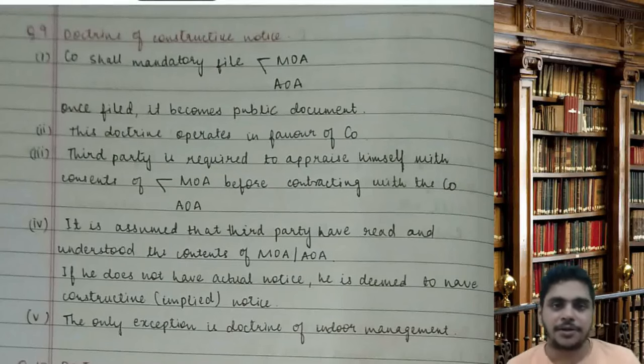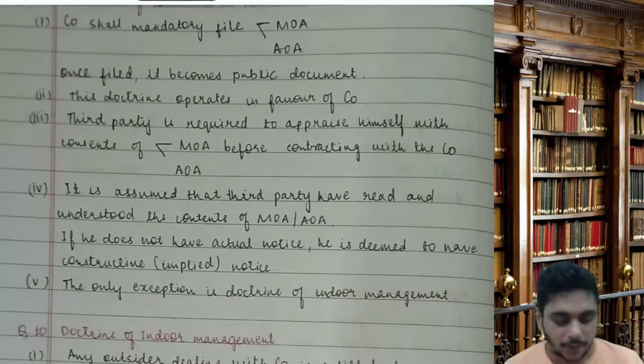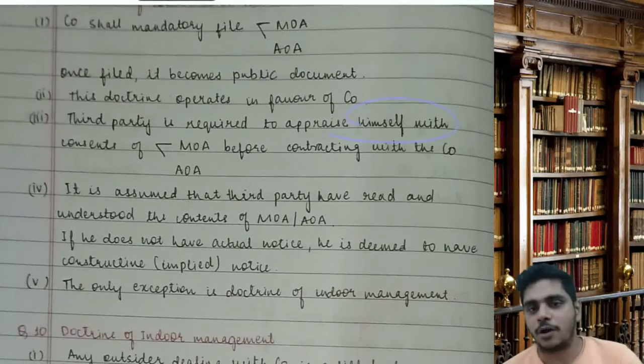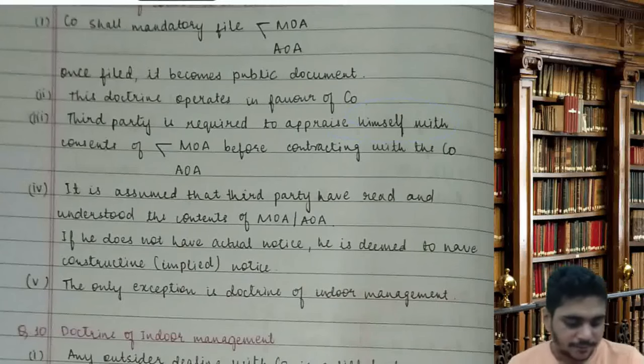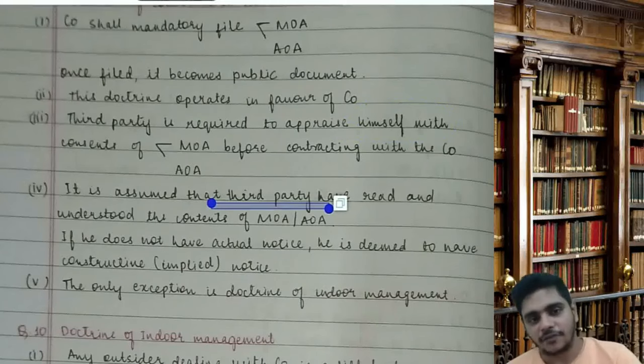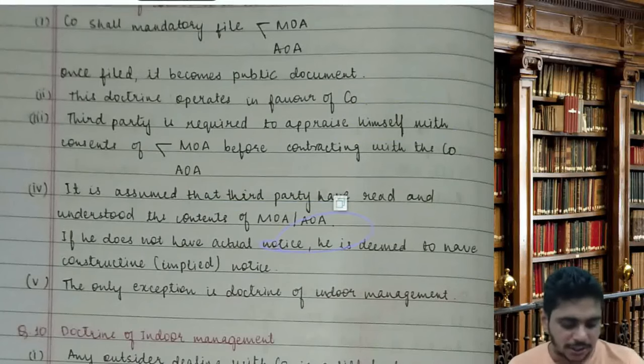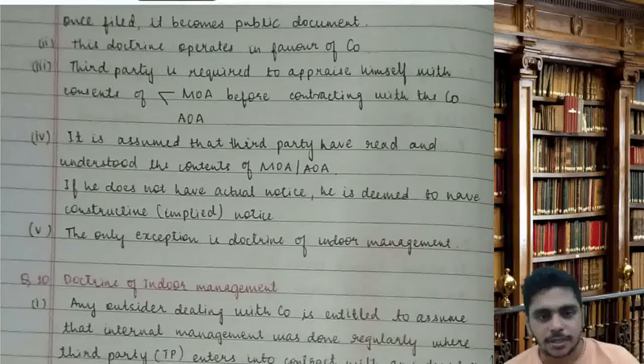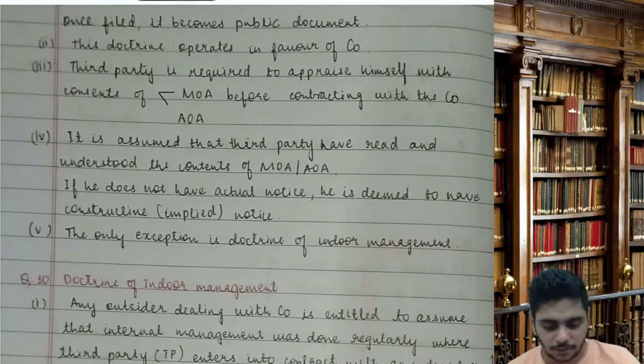Sir, the company shall mandatorily file the MOA and AOA. Once filed, it becomes a public document. This doctrine operates in favor of the company. A third party is required to apprise himself with the contents of the MOA and AOA before contracting with the company. It is assumed that the third party has read and understood them. If he does not have actual notice, he is deemed to have constructive notice, implied notice. The only exception to this doctrine is the doctrine of indoor management.